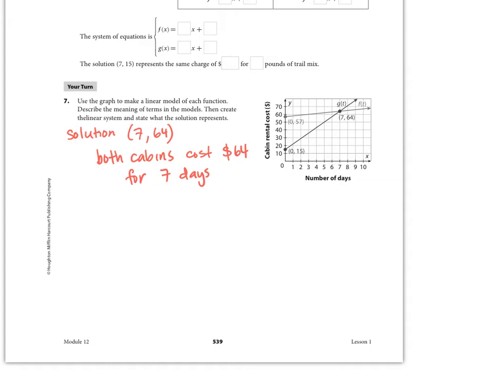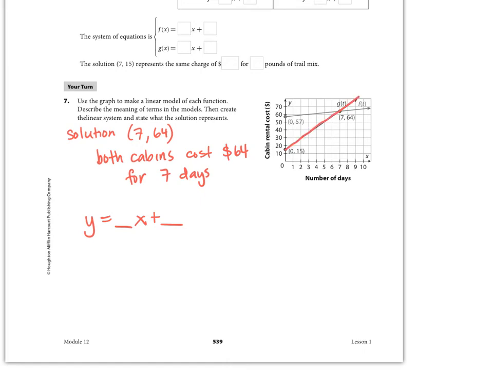We want to also make our linear model, which is our system or our functions, and we do that by looking at what our slope and our y-intercept is. And again, it looks like we're going to be writing them in the y equals mx plus b form, right? Our slope-intercept form. So it's y equals slope times x plus our y-intercept. So let's do this red one that I have on the graph.